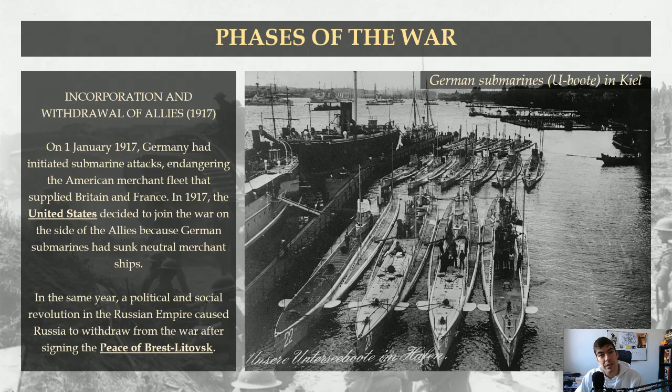In the year 1917, there are two main events that happened. First, the United States joined the war on the side of the Allies because they were affected by the German submarine warfare that had sunk a lot of neutral merchant ships, many of them American, that were trading with Great Britain. So they joined the war with the Allies, and their contribution was very important.